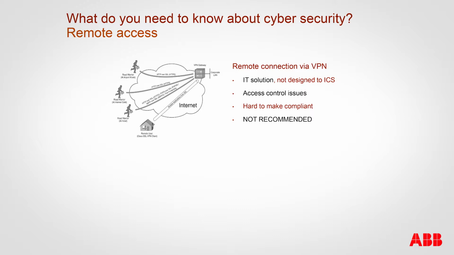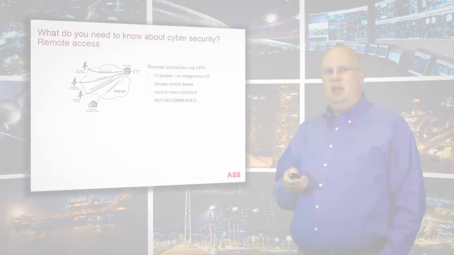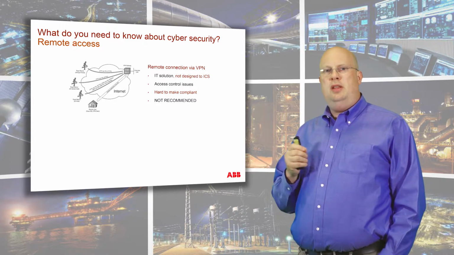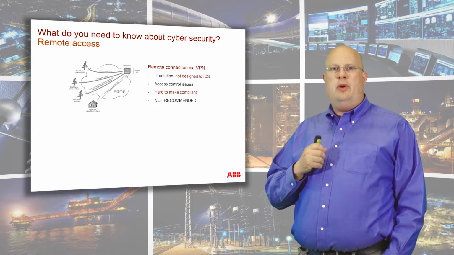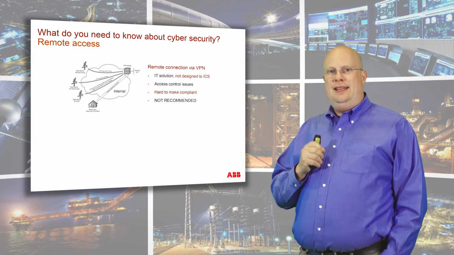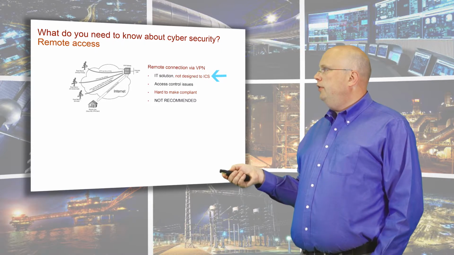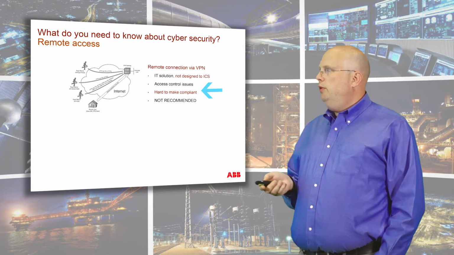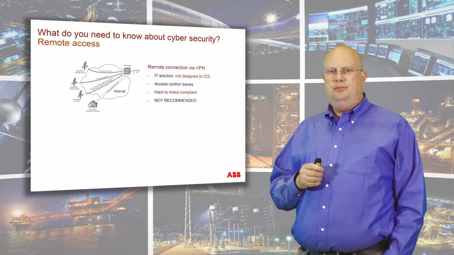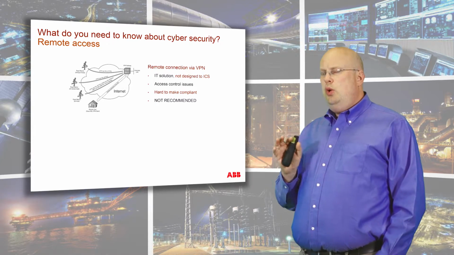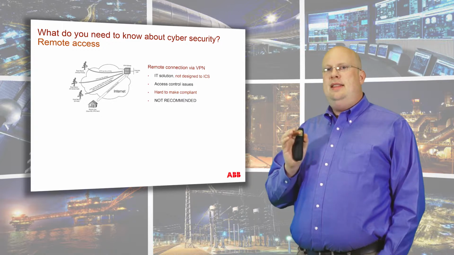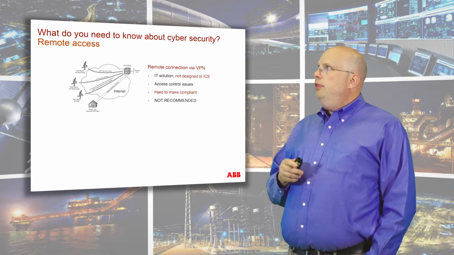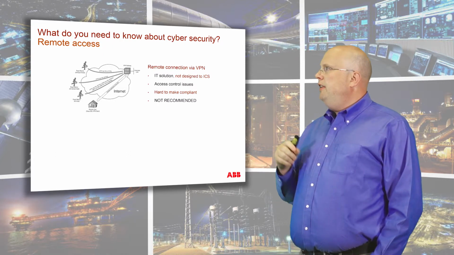And a very common solution is VPN. It is an IT solution. It works fantastic when you work in the office and you need to get your documents, or you need to print something at the office even if you're around the world. Very good solution designed for IT. It is not designed for industrial control systems. It is very hard to make compliant. It has access control issues, and it's not recommended for an industrial control system. With that said, you could still implement a VPN solution in a way that is quite secure, but it takes a bit of effort. Let me give a story, or just a scenario, why a VPN wouldn't be really great.